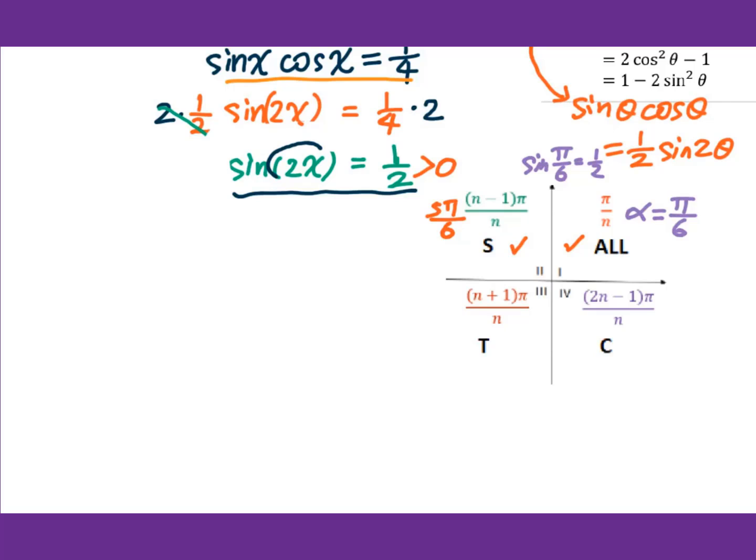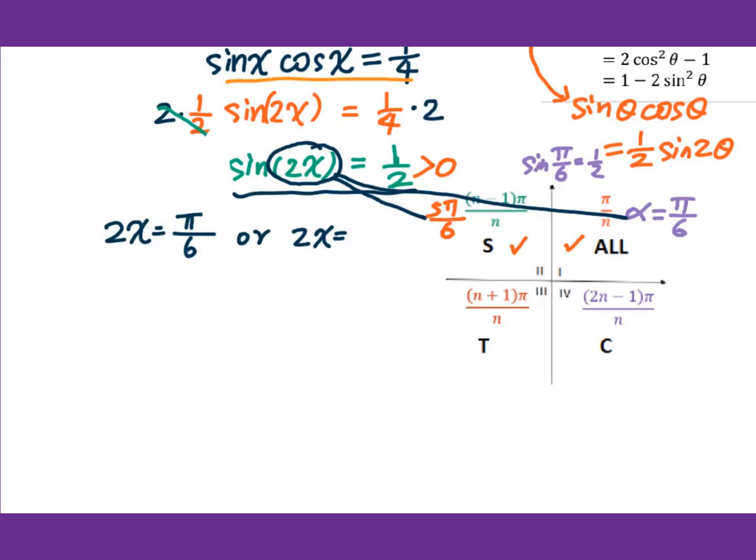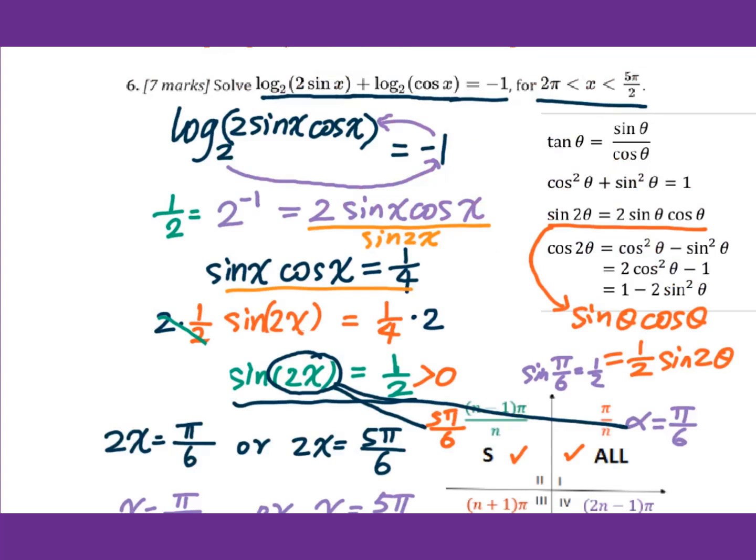Look at the angle here: it is 2x. So we set up 2x equals pi over 6 and 2x equals 5 pi over 6. Then you solve for x. You will get x equals pi over 12 here, and x equals 5 pi over 12.